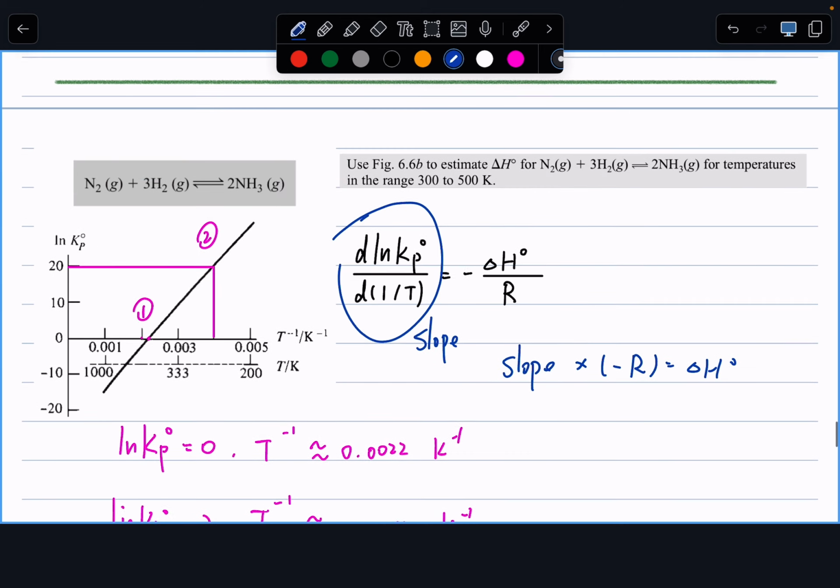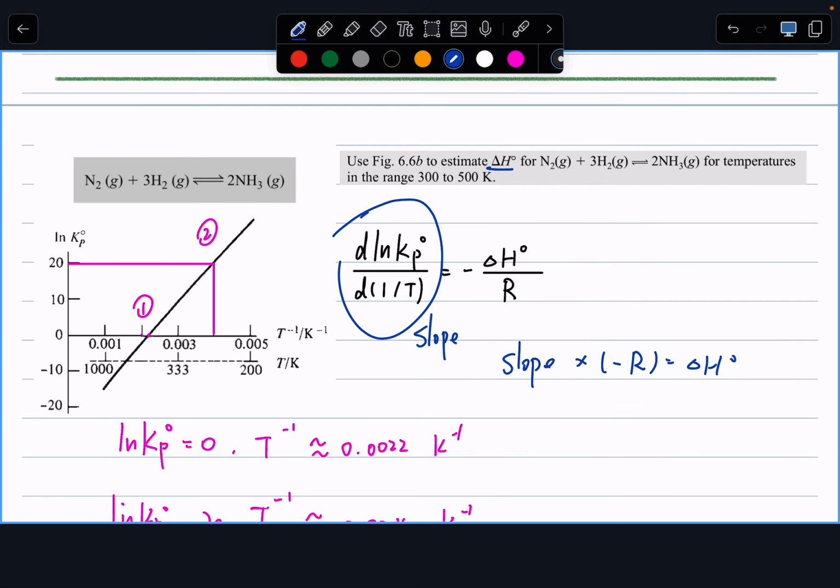Right, so note that this question said it's solving for delta H naught for the range of 300 to 500 K. So that's about this area. Because delta H naught itself is a function of temperature. It's just when the temperature change is small, we can neglect the dependence of delta H versus temperature.